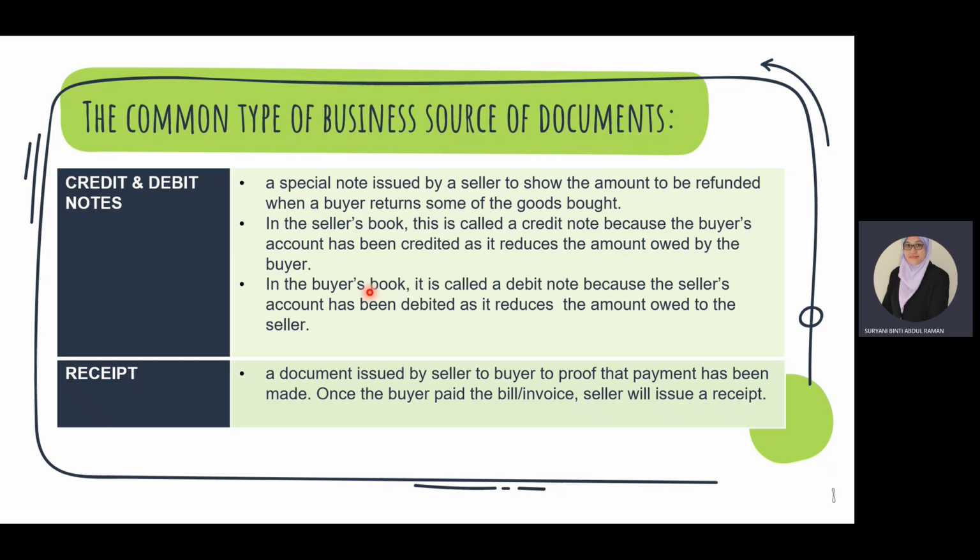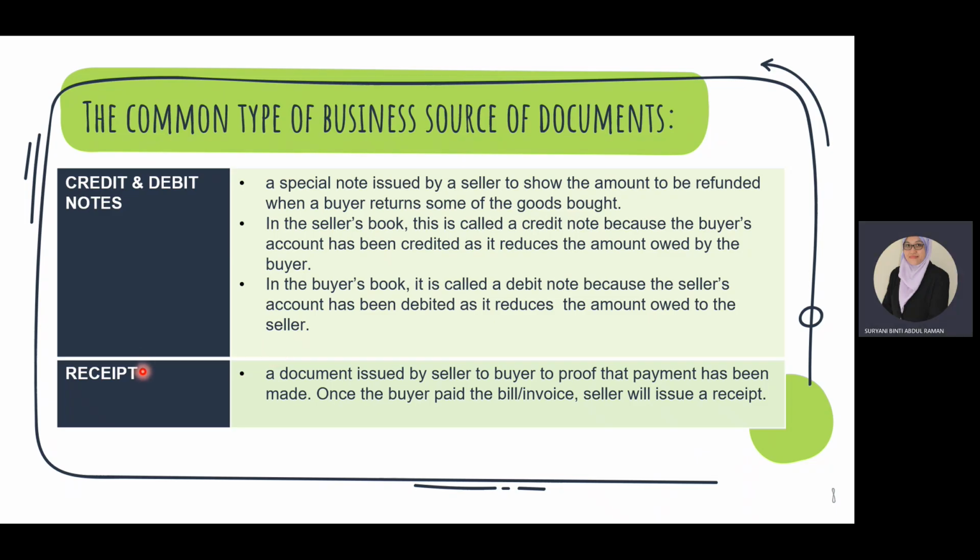Whereas in the buyer's book, the document that shows the amount to be refunded is called a debit note, because in the buyer's book, the account of the seller will be debited to show the reduction in the amount owed to the seller.